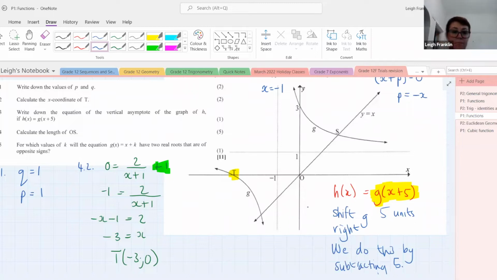Okay. So in other words, our current vertical asymptote is the line x equals -1. If we want to move this graph 5 units to the right, we would need to subtract 5. Okay, not add 5. Does that make sense to everybody?